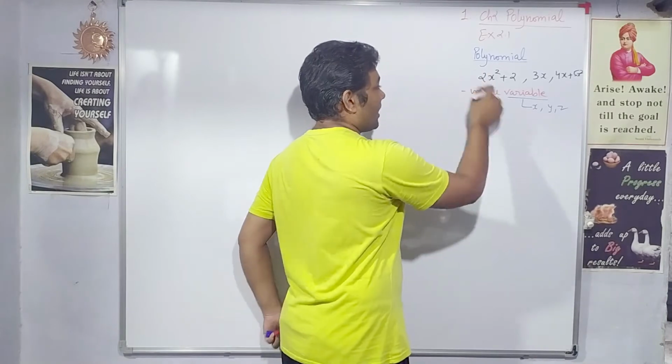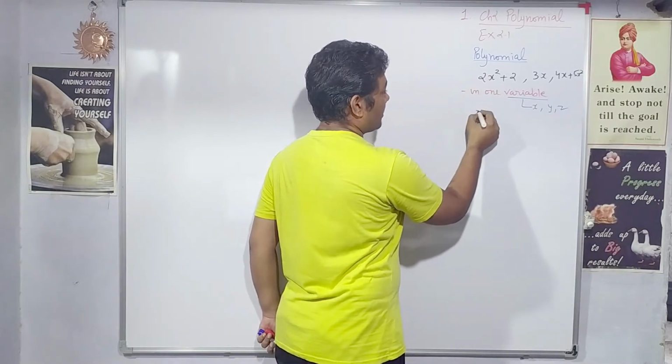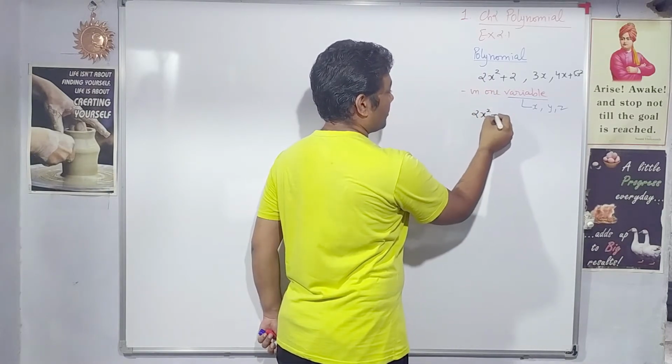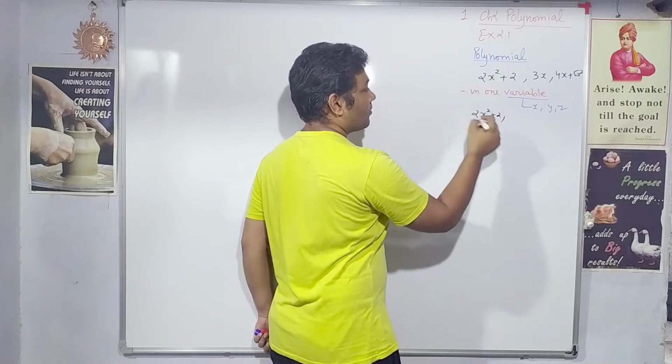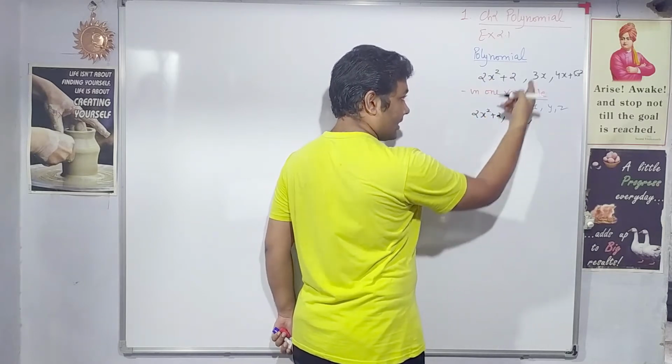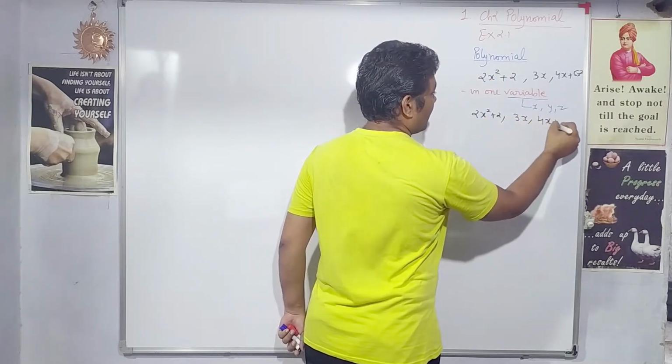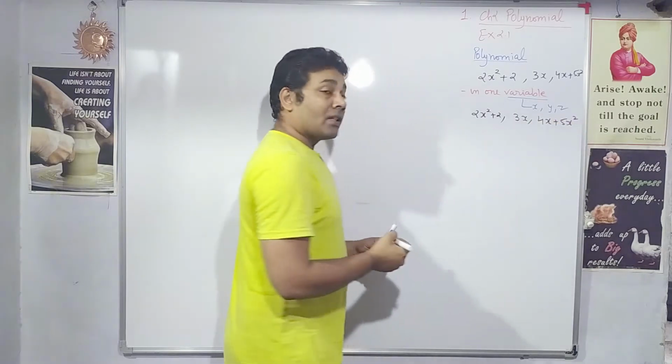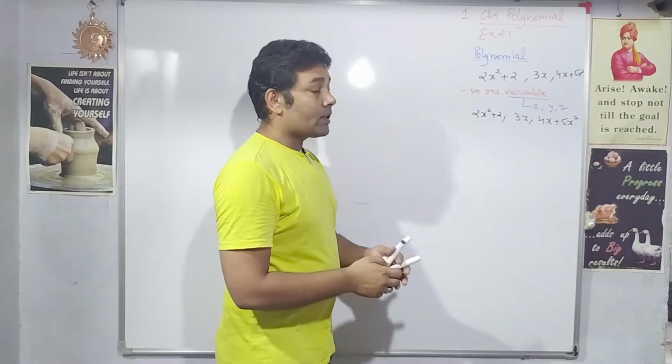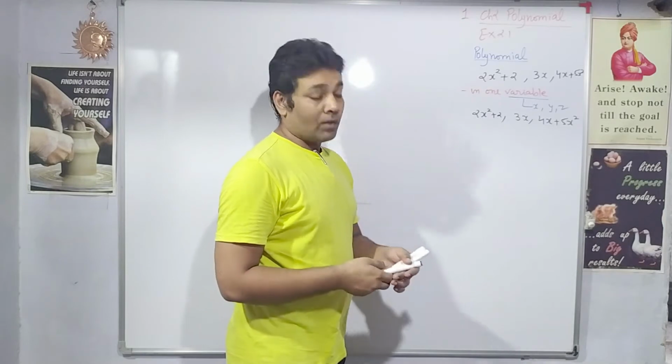So what do we mean by polynomial in one variable? So this is the polynomial in one variable. 2x square plus 2, this is polynomial in one variable. 3x, it is polynomial in one variable. 4x plus 5x square, this is polynomial in one variable. Our syllabus deals with polynomial in one variable.